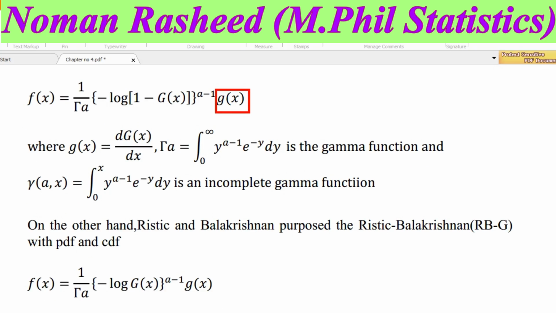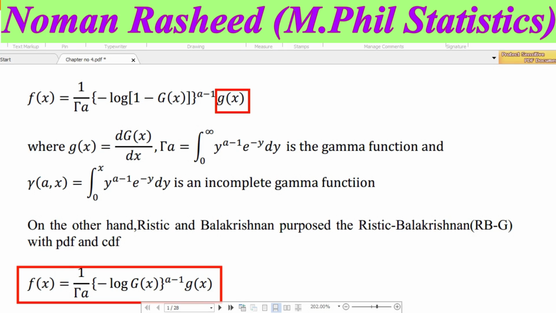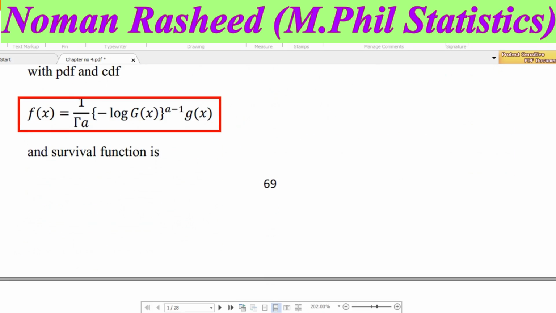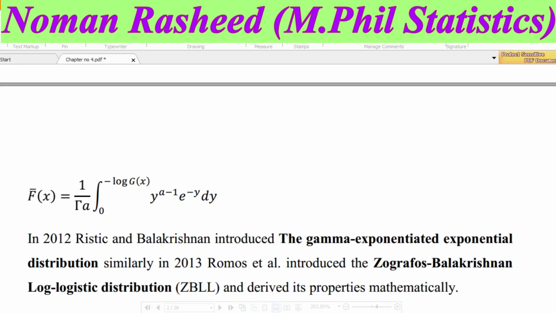After that, Ristic and Balakrishnan proposed a new gamma distribution, so-called the RBG class of distributions, and they used minus log Gx instead of minus log 1 minus Gx. So the new proposed model they provided is fx equal to 1 over gamma A, minus log Gx raised to power A minus 1, times gx, while gx is the PDF of the baseline distribution. And the survival function is given.